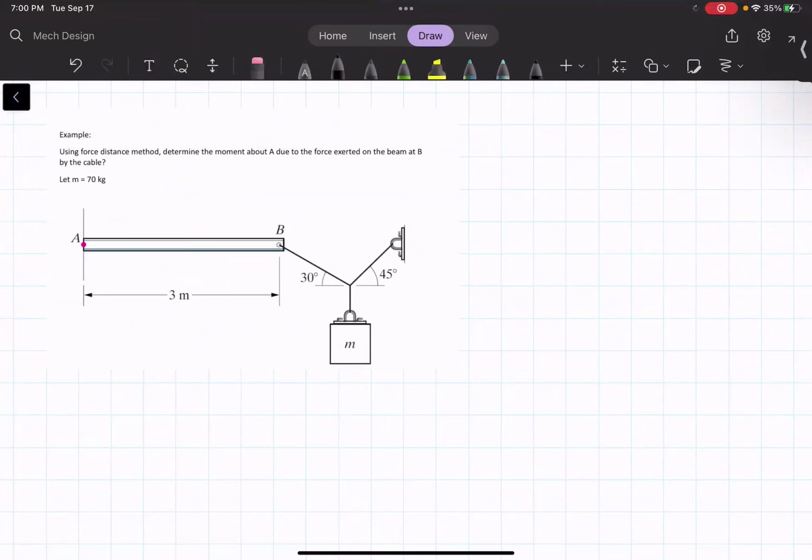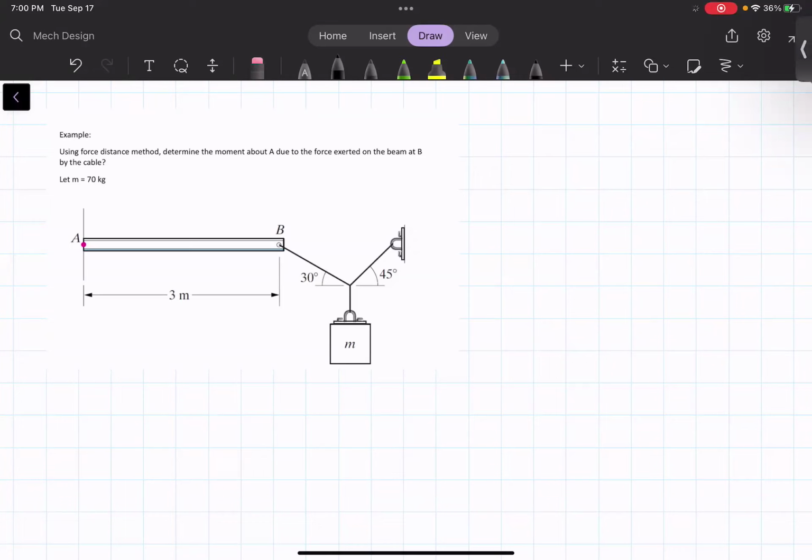So here's an example from statics. This example says, using the force distance method, determine the moment about A due to the force exerted on the beam at B by the cable. Let M equal 70 kilograms.